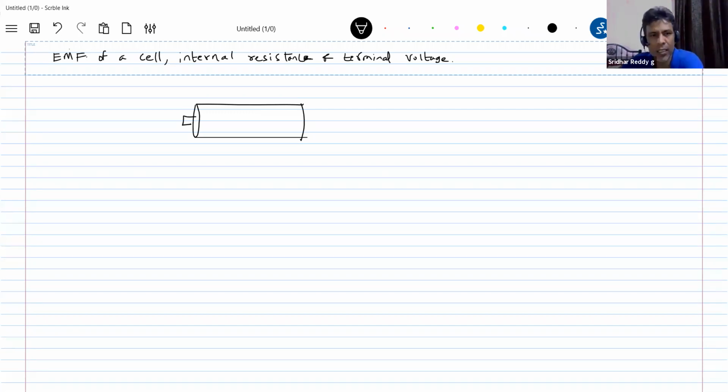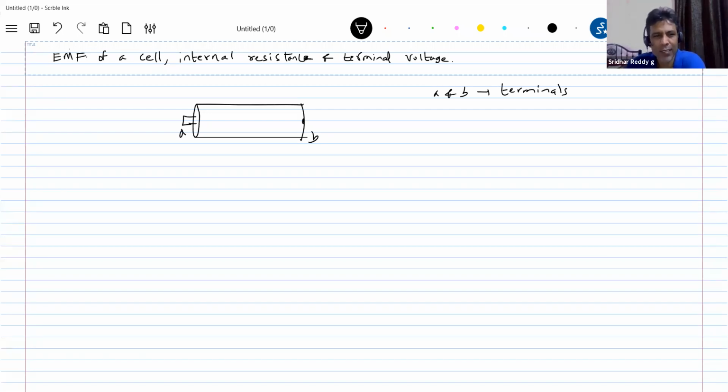So these are called terminals, where you connect the cell to an external circuit. Those particular points which you are using for the external circuit are called terminals. So A and B are called terminals. If you look at this particular point, some gap or some sort of hole will be there. These are what we use for the connection. These are called terminals.